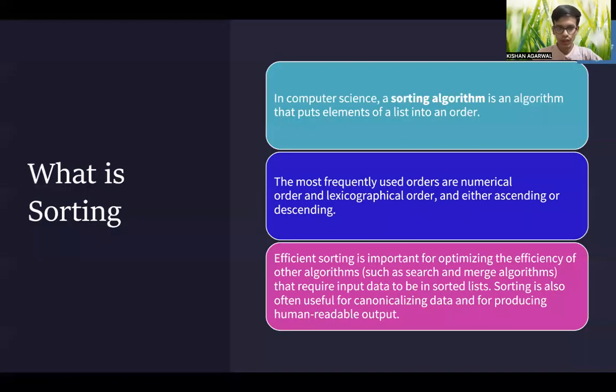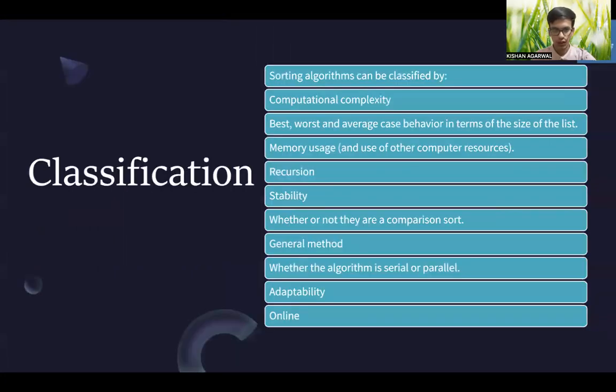What are sorting algorithms? In computer science, a sorting algorithm is an algorithm that puts elements of a list into an order. The most frequently used orders are numerical order or lexicographical order, and either ascending or descending. Efficient sorting is important for optimizing the efficiency of other algorithms, such as search and merge algorithms, that require input data to be in sorted lists. Sorting is also often useful for canonicalizing data and for producing human-readable output.